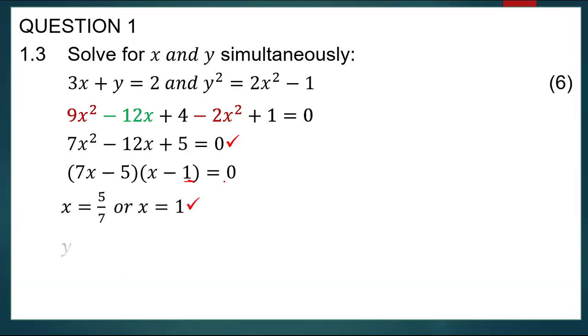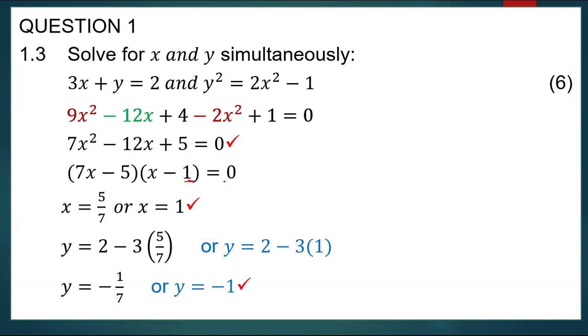Take these two values and substitute them in equation number 3. Wherever there's x, substitute those two values. So we took equation 3, we substituted 5 over 7, and took equation 2 and substituted 1. Simplified, it will give you y values, which will be negative 1 over 7, and y is equal to negative 1. That's it.